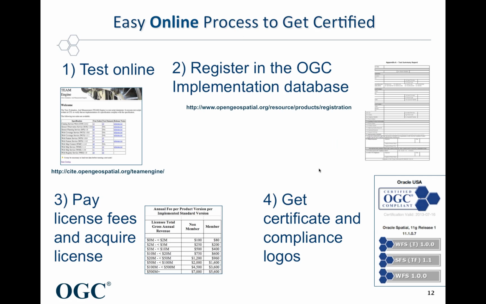Then you register your product in the OGC implementation database, the one I was talking about before, which is a free registration database. That way we capture the name of the product and the contact details correctly, because you are managing the process of entering the information. Then in that implementation database, you can link to the test sessions from step number 1, and you submit the form, an online form. You will then get notified. We will review the test and we will review the form, and you pay license fees to acquire the license.